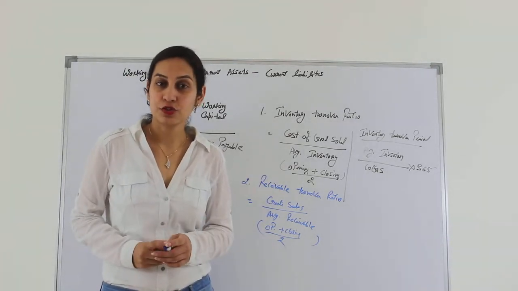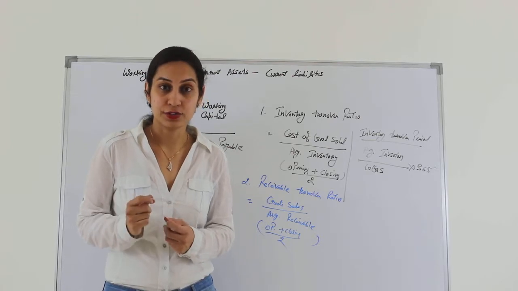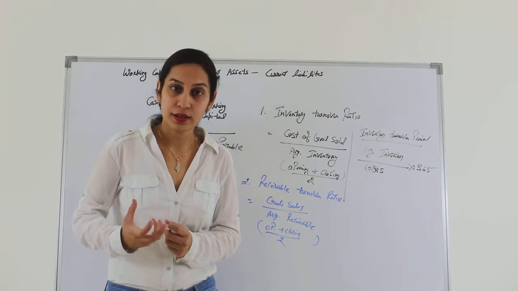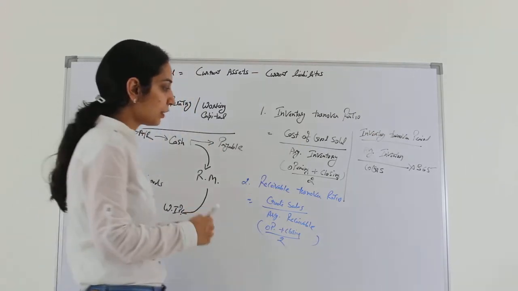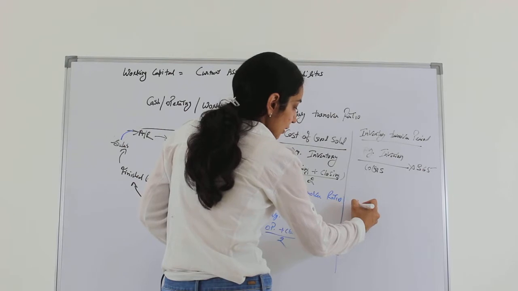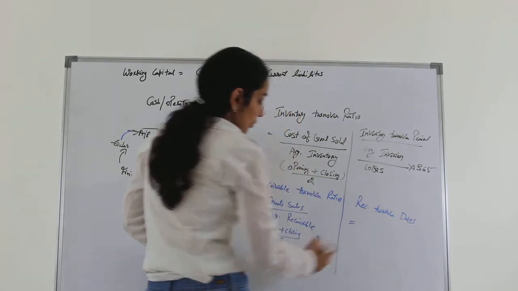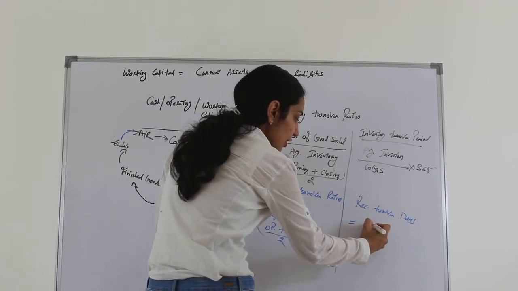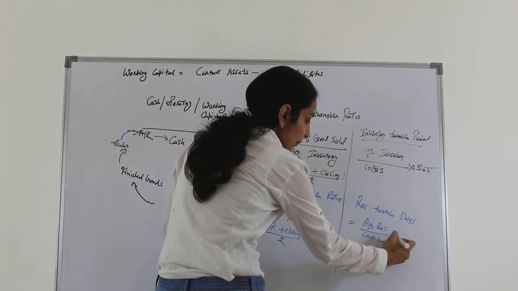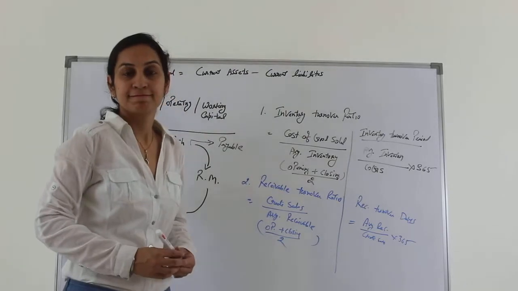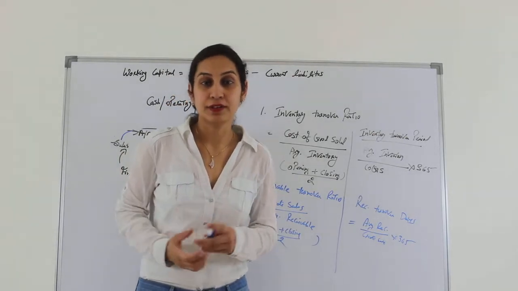What is the significance of this ratio? This ratio will tell us how much is the percentage of debtors over your credit sale. The higher it is, the more problematic it is. The shorter it is, the better it is. Connected to this, let's try to understand the receivable turnover days. So we will reverse this formula. Average receivable divided by credit sale multiplied by 365. This ratio will tell us how long it takes to recover money from debtors.